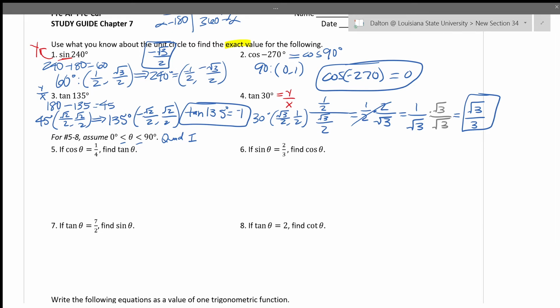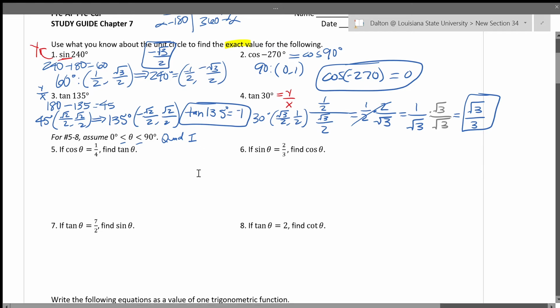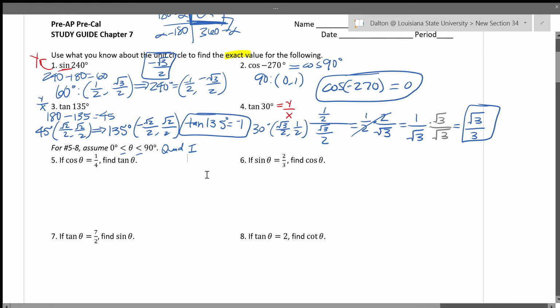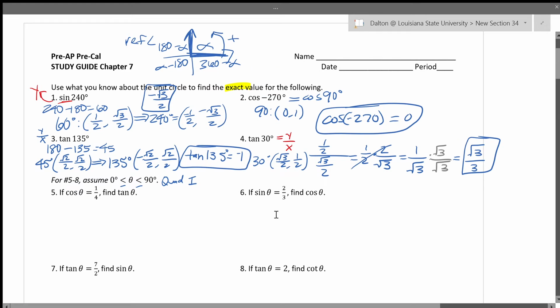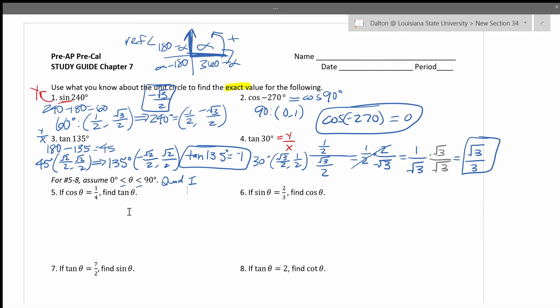Now, I've noticed some people using triangles to set these up, using your right triangles and drawing and labeling them based on what you know about the ratios. I am fine by that as long as you do it correctly. Since this chapter, though, is dealing with the identities, I'm going to use my identities to help solve these. And if I ask you on your test to solve using an identity, you have to show me that you know how to do those.